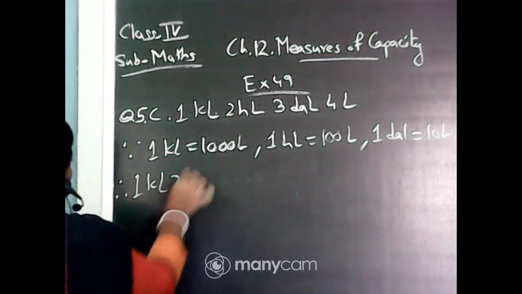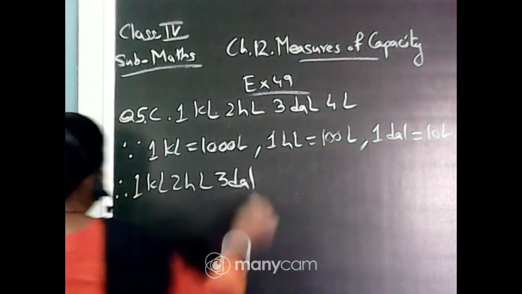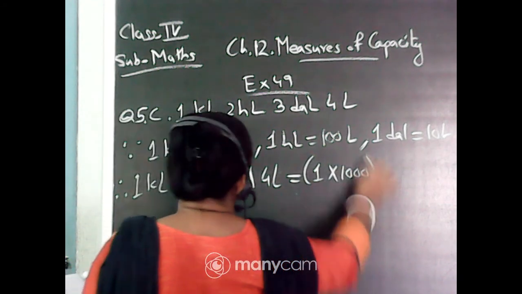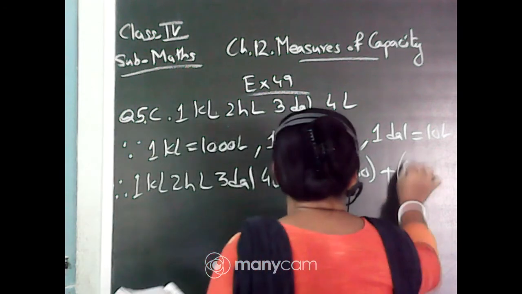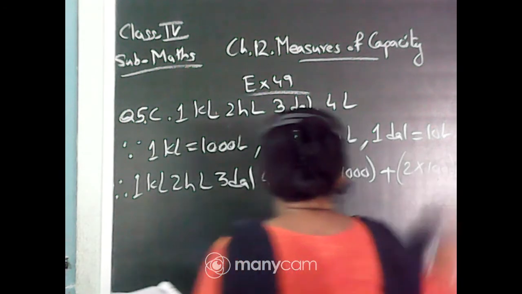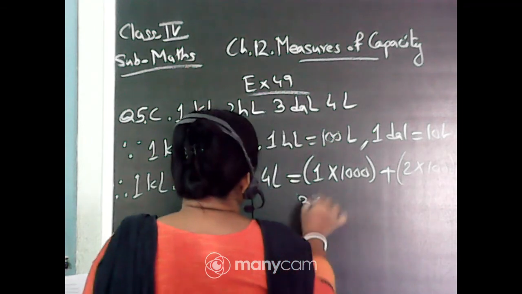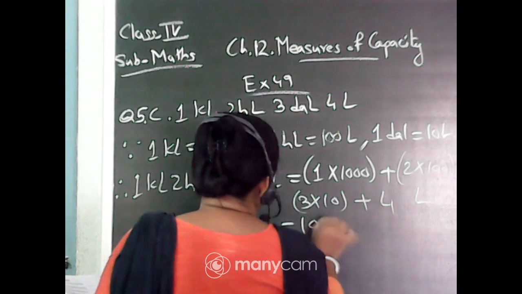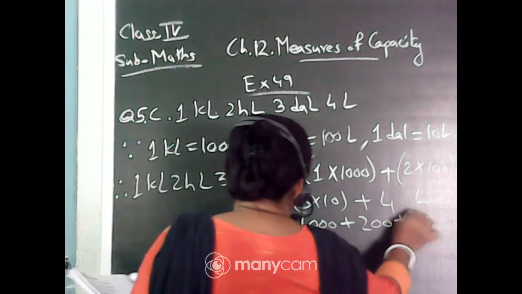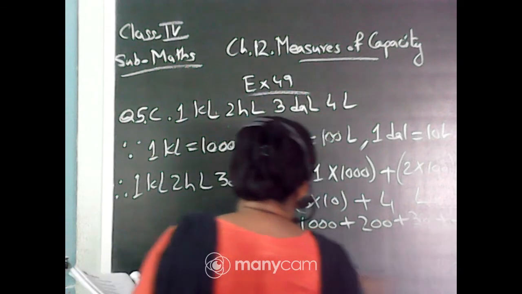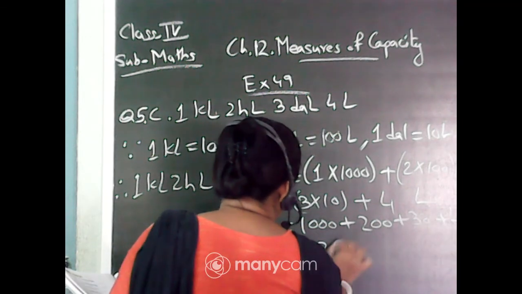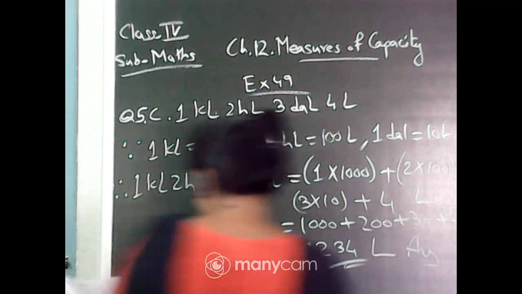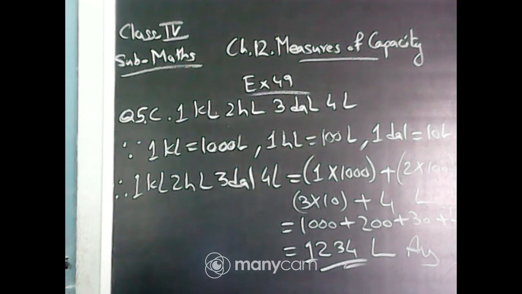1 kiloliter, 2 hectoliter, 3 decaliter, and 4 liter. It will be first one 1 into 1000 plus second one 2 into 100 plus third one 3 into 10 plus 4 liters. So this will be 1000 plus 200 plus 30 plus 4 liters. So this is 1234 liters. So this is the answer for number C.